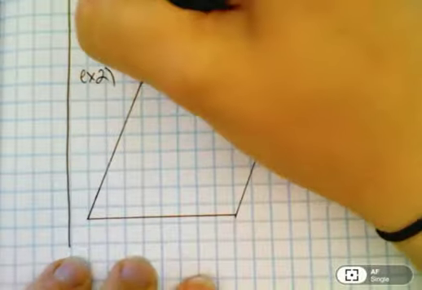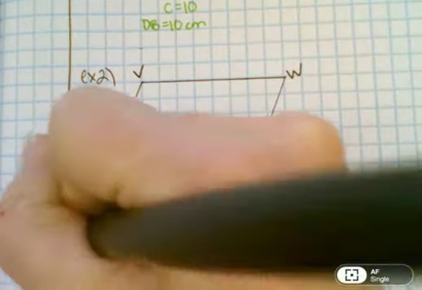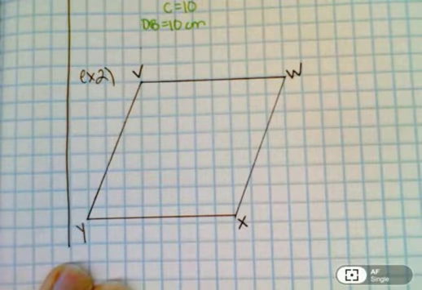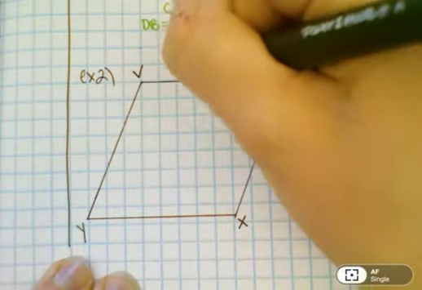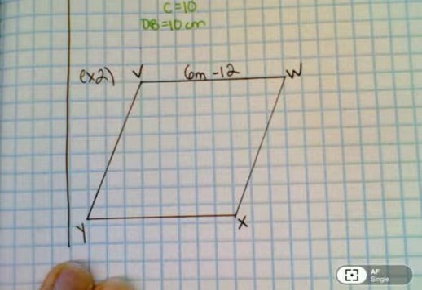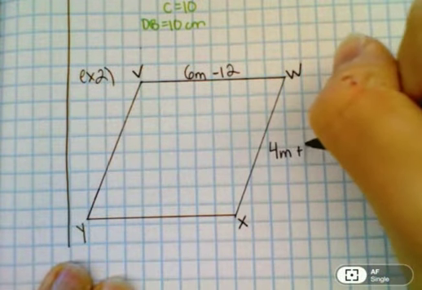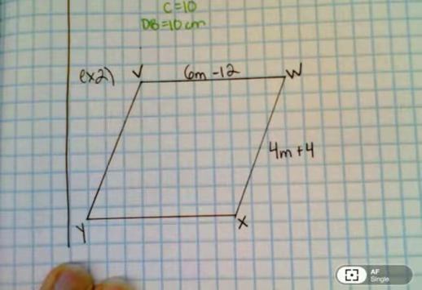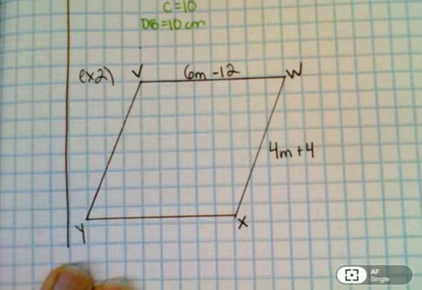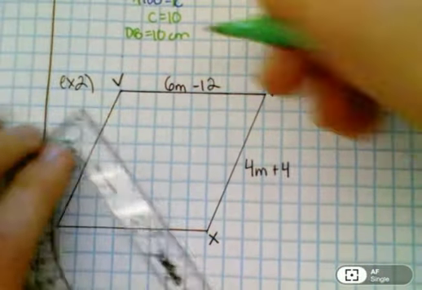And we're going to label these angles V, W, X, Y. This length here across the top is 6m minus 12 units in length. This side over here is 4m plus 4 units. And then there's a bunch of other stuff we're going to do too. Let's draw in both diagonals.